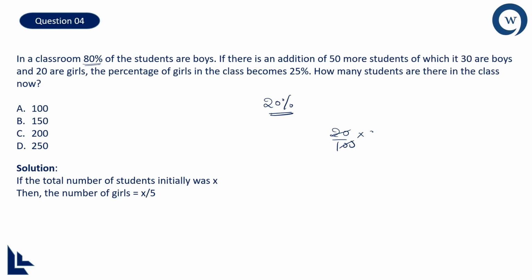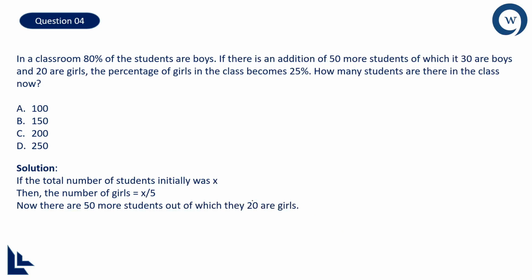So you know the total number of students initially was x, and the number of girls was x by 5. And now what happened? 50 more students joined. Out of that, 30 are boys and 20 are girls. Tell me, total how many girls are there now after these 50 people joined? Definitely x by 5 were there earlier, plus 20 happened because these 20 girls have joined. So that is what the next step is. You can see there, the next step is this. 50 students, out of which 20 are girls. The total number of girls will become x divided by 5 plus 20.